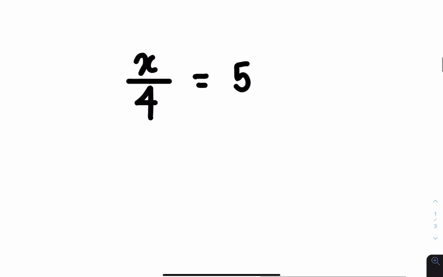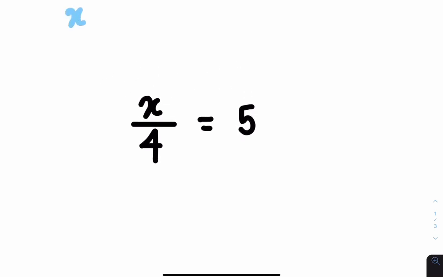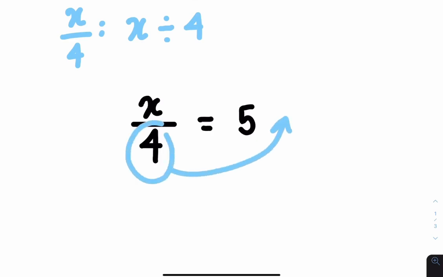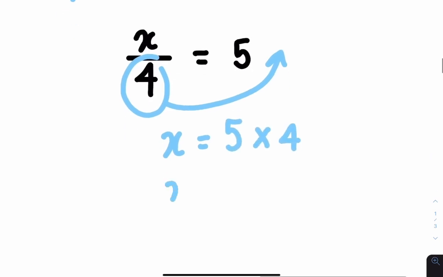If I have x over 4 equals 5, x over 4 means x divided by 4. So to get x on its own, we have to do the opposite. The opposite of divide by 4 is times by 4. So I'm going to times this side by 4. So essentially you're bringing this up, and then x becomes 5 multiplied by 4. So x equals 20.